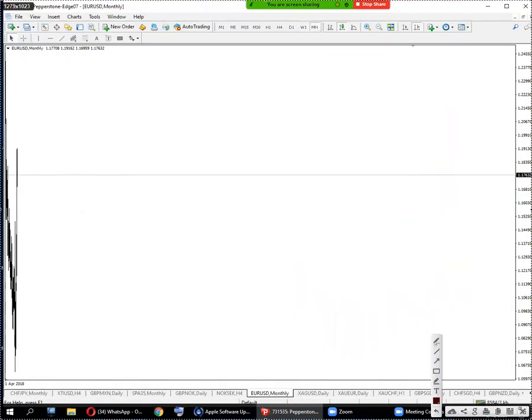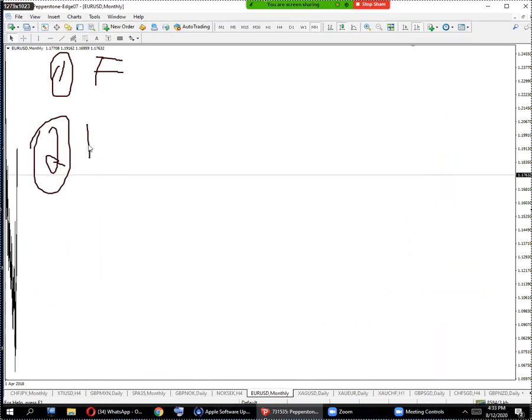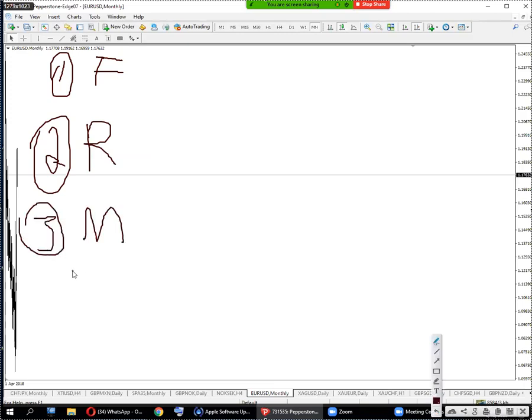Next session: how many types of zones do we have? We already discussed how many types of supply and demand we have. Right now, we are going to discuss the zones, and which zone is perfect for trade and which is not. We have four types of zones. The first one we call the fresh zone. The second one we call the retested zone. The third one, the multiple zone. The fourth one is the original zone. We will prefer a fresh zone and an original zone for the trade.